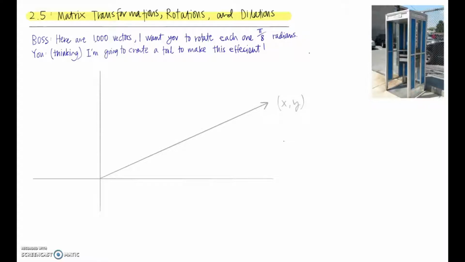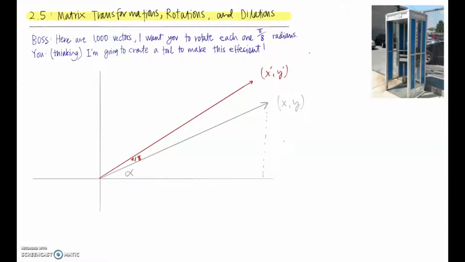So if I rotate this vector, I'll get a new vector that looks something like this. And we're going to call that x prime, y prime. So that vector is sitting at these coordinates. And actually I'm going to stretch it out a little because the length itself stays the same. It just got rotated. Okay, so I think this picture is a little bit more accurate. And we'll say that this angle here is alpha. And we know that this angle here is pi/8. That's how much we rotated it.